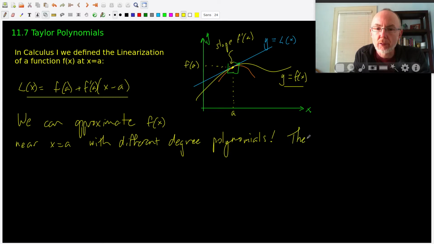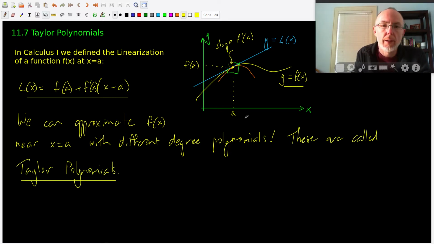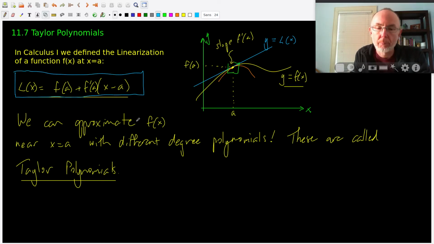And these things are literally called Taylor polynomials. And that's what we're going to talk about today. And we've already seen the first degree Taylor polynomial because it's precisely what we called the linearization of the function at the point x equals a in Calc 1. So we're just expanding that idea of approximation to higher degree polynomials.